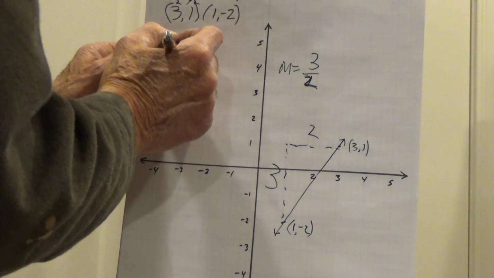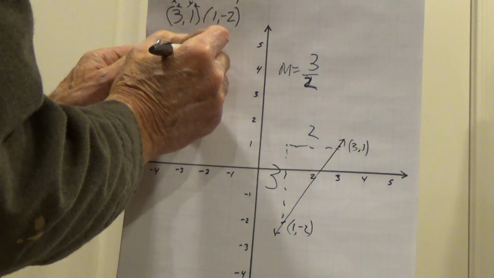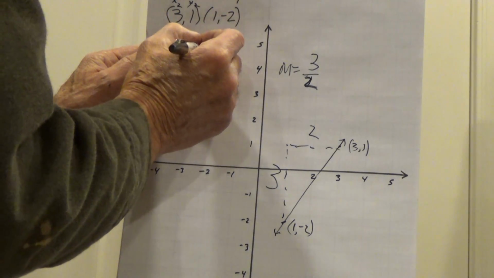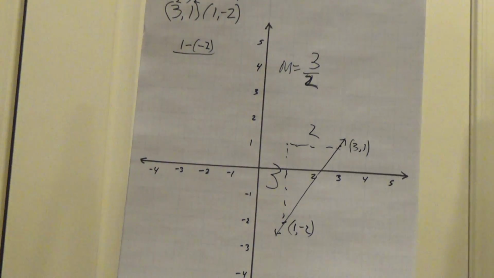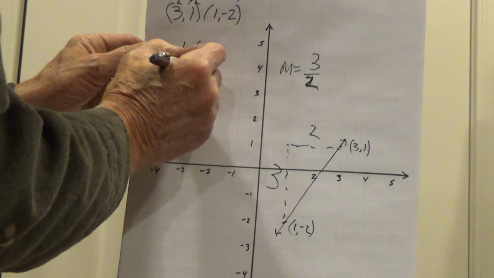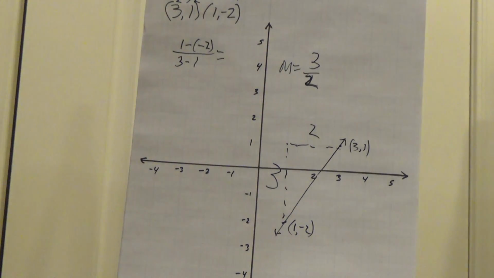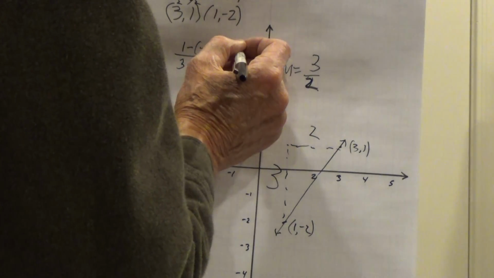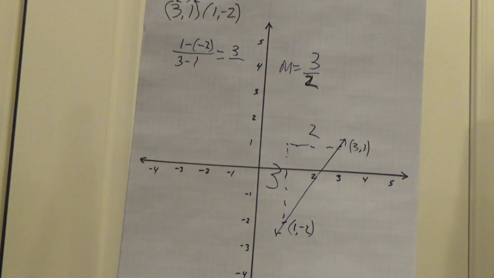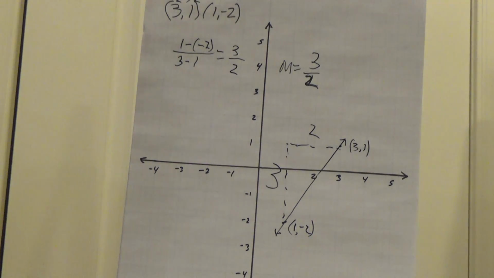Okay? So we're going to do the formula. So we're going to say y sub 2 minus y sub 1. Be careful. 1 minus whatever this is. And that is a negative 2. So it's 1 minus a negative 2. And then, if this was sub 2, 3 minus 1. So 1 minus a negative 2, minus a negative is plus. So we have 1 plus 2 is 3. That's the rise. 3 minus 1 is 2. 2, that's the run. M is 3 over 2. The slope is 3 over 2.